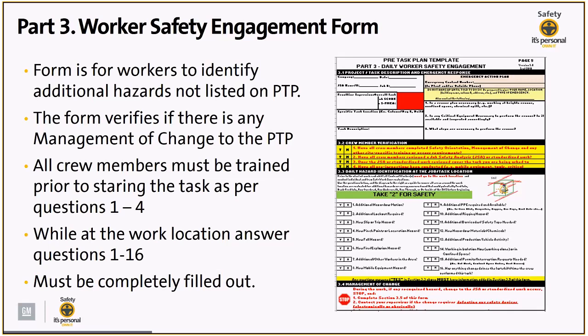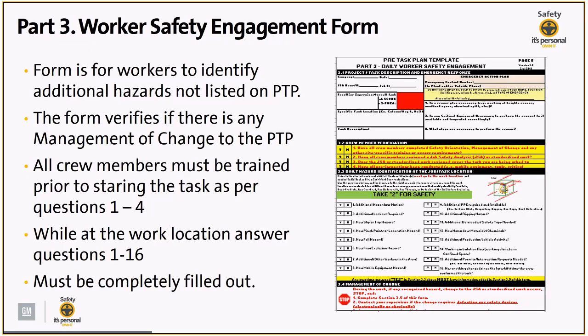So as we look at the form, once again, the form is for workers to identify additional hazards not listed on the pre-task plan, right? So if you have a hazard listed in the JSA and it tells you what the hazard is and how it's mitigated, the worker would not have to list that same hazard on the worker engagement form, right? Because it's already been listed and addressed. So we're looking for any new hazards that were not previously mentioned.